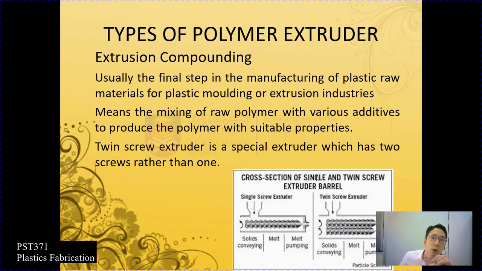Okay, extrusion compounding also related with chapter 2, the compounding of the material, plastic material. Okay. So, and this, I think I go very fast. Usually, the first step in the manufacturing of raw material for plastic molding and extrusion industry means the mixing of raw polymer with various additives to produce polymer with suitable properties. Twin screw extruder is a special extruder which has two screws rather than one.